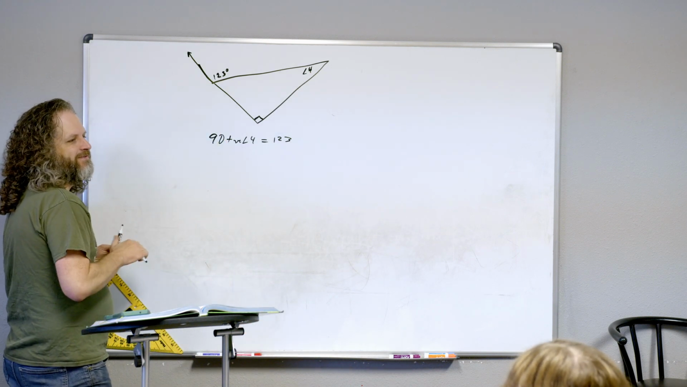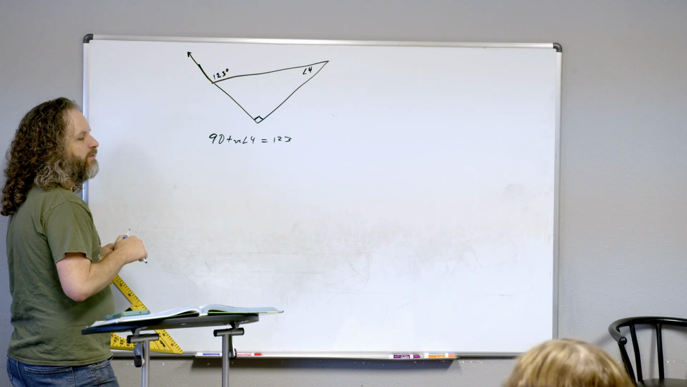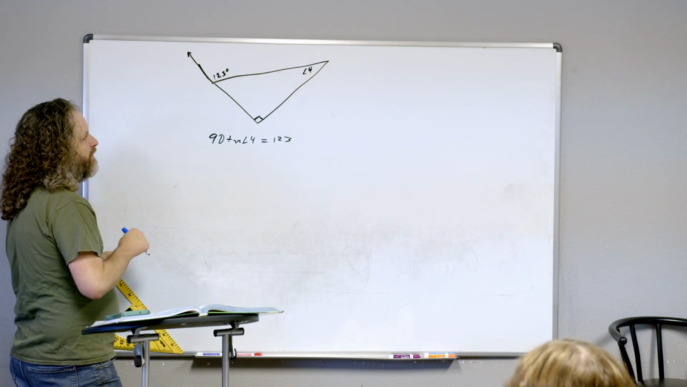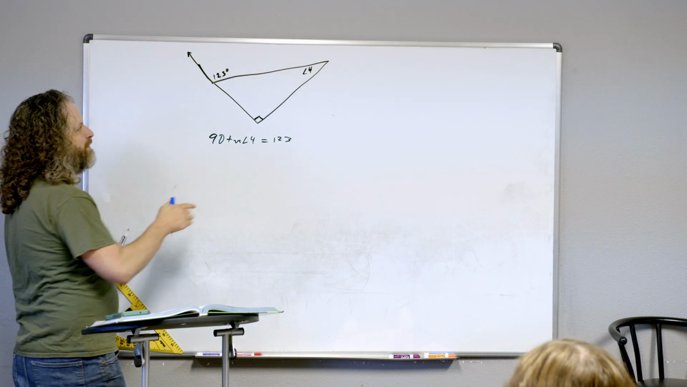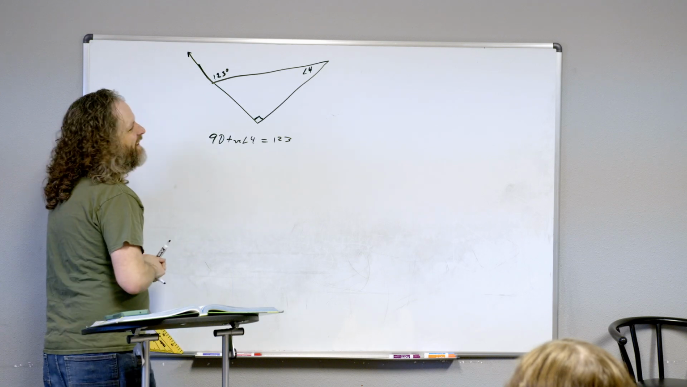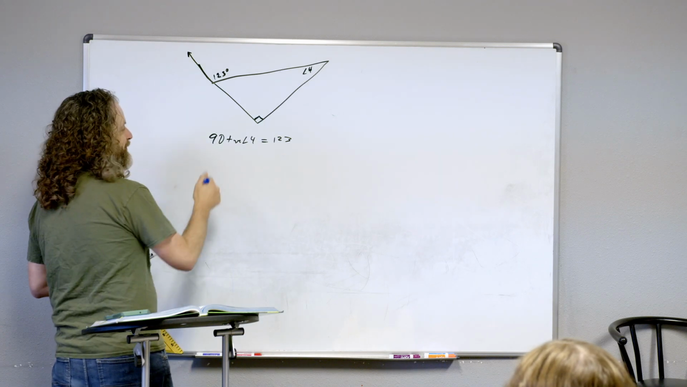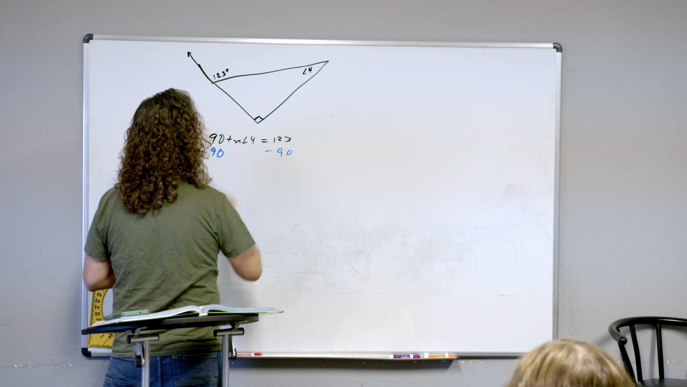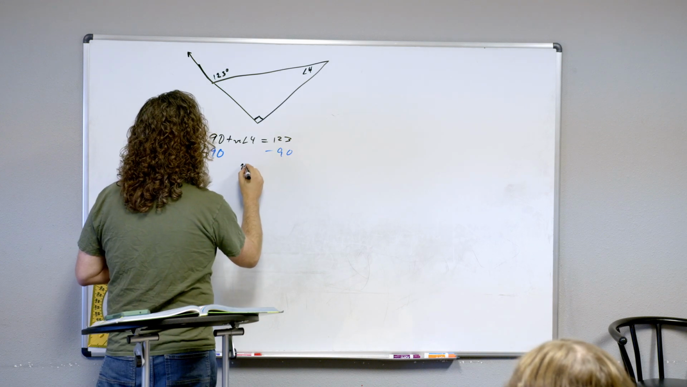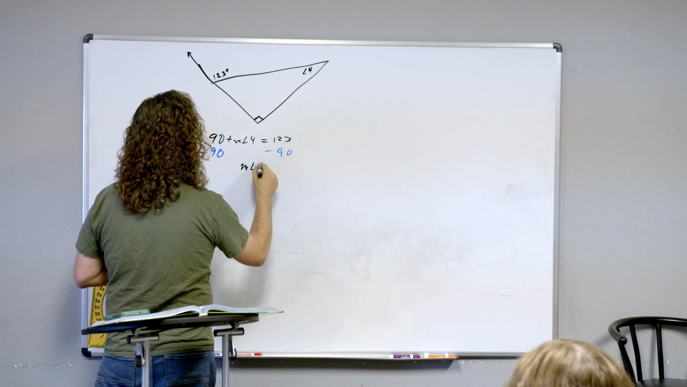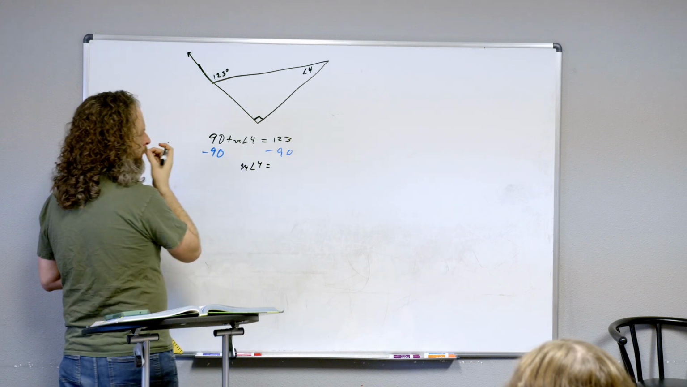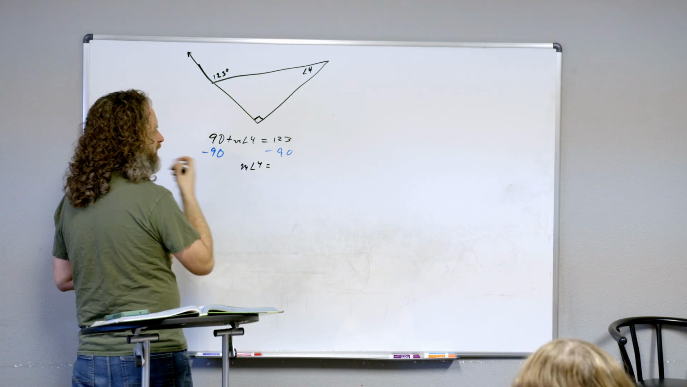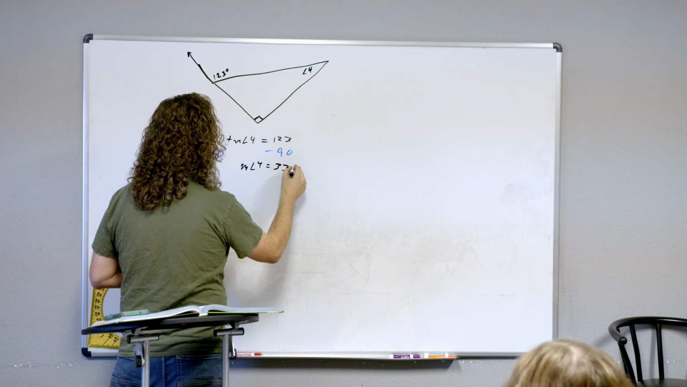Were you thinking to go a different way? Instead of using that one theorem, you were going to hop, skip, and jump there? It would have worked. You would have got the same answer. The supplement theorem? Yeah. So 123 minus 90 is 33 degrees.